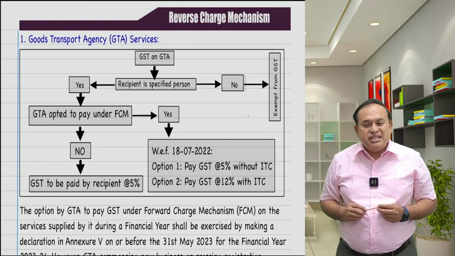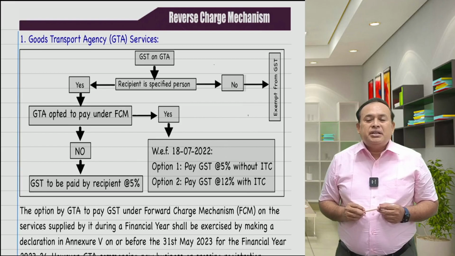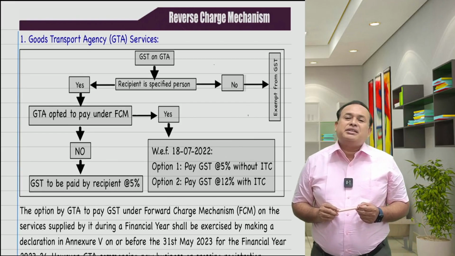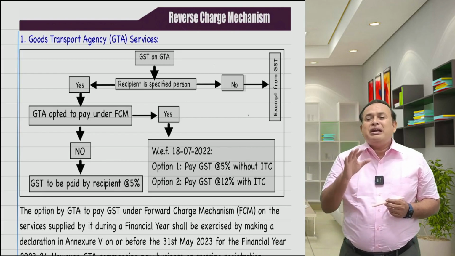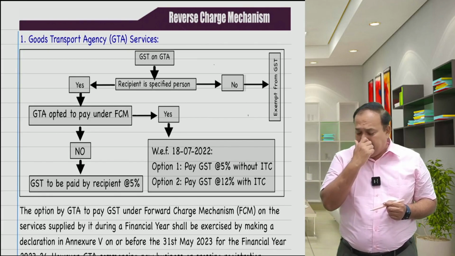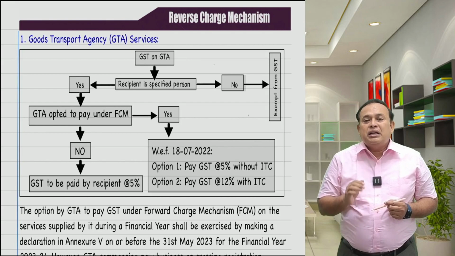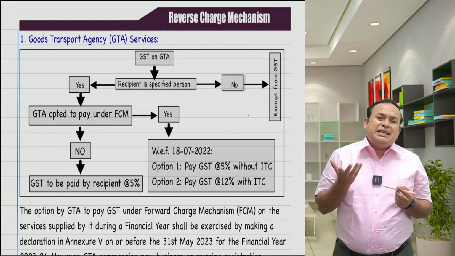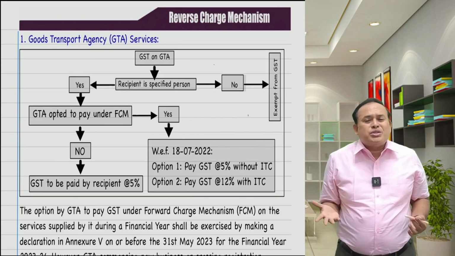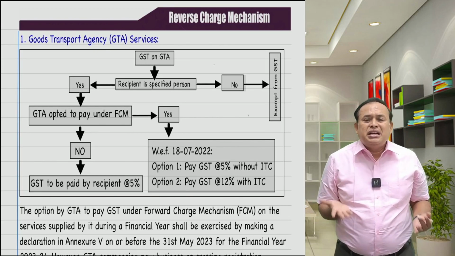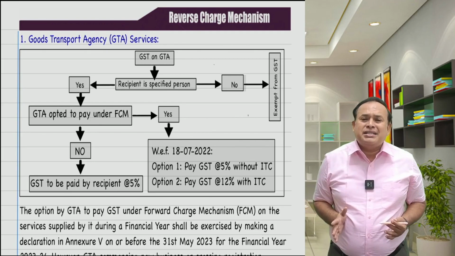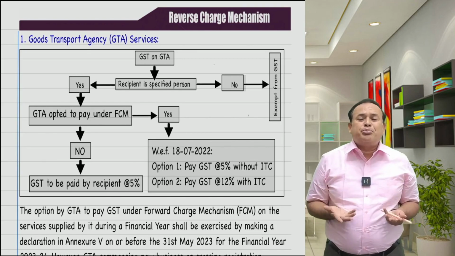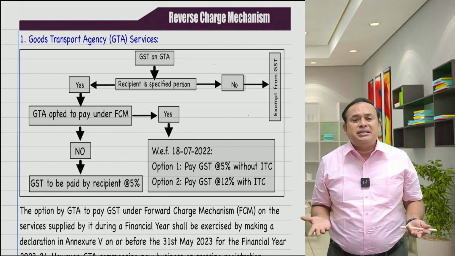When we talk about GTA services, generally there are some exemptions granted to GTA. Now, when I talk about the charge, the levy of GST, that means a taxable supply of goods or services only. If it is an exempt supply, the question of forward charge or reverse charge does not arise. Levy of GST itself does not arise if the supply is of an exempted nature.